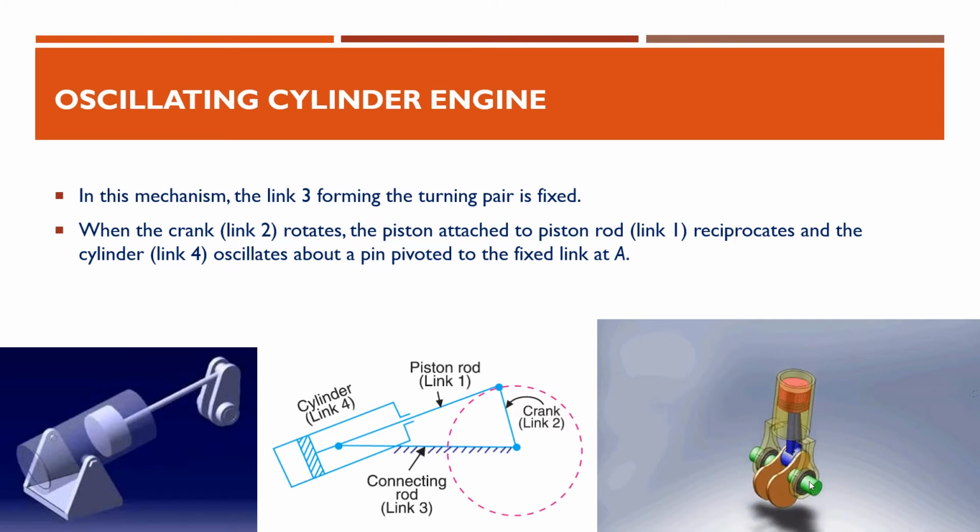In the oscillating cylinder engine, the connecting rod is fixed, the crank rotates, the piston reciprocates and the cylinder oscillates. So, this is the 2D drawing and this is the animation. This is another 3D drawing of the oscillating cylinder engine. I think the animation will give a clear idea. The cylinder actually oscillates. You can clearly see from the animation, that is why it is called the oscillating cylinder engine.